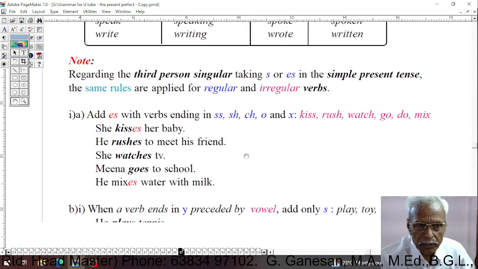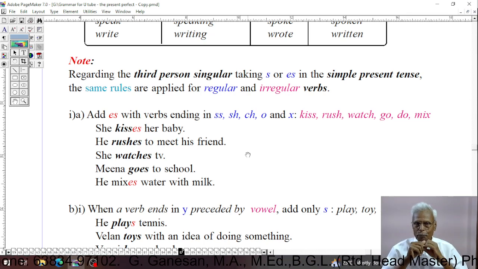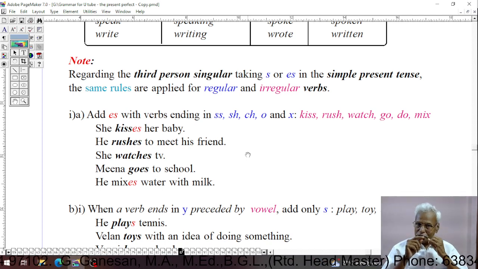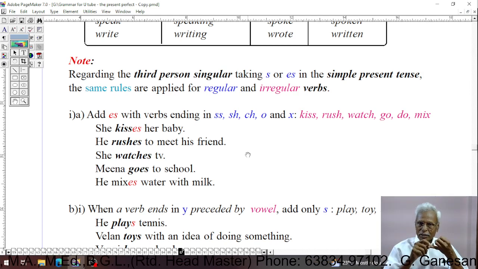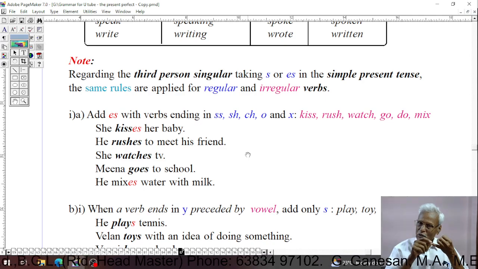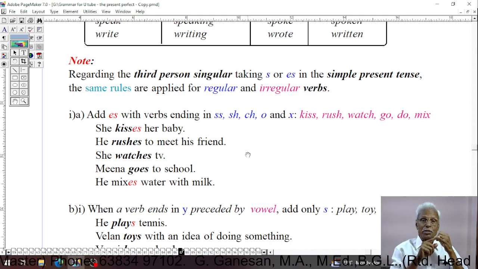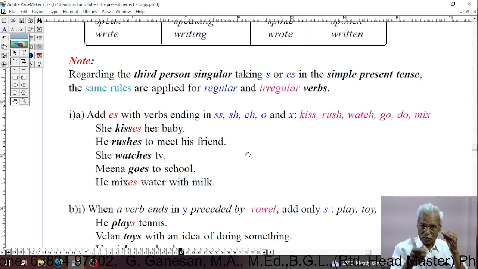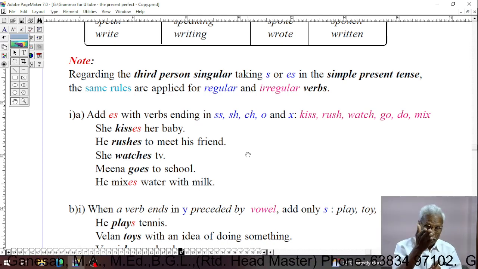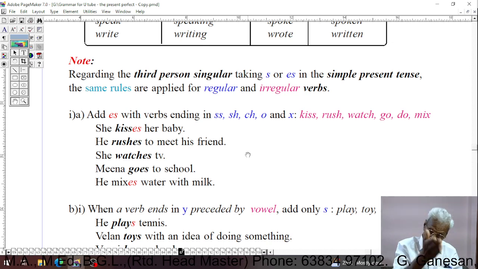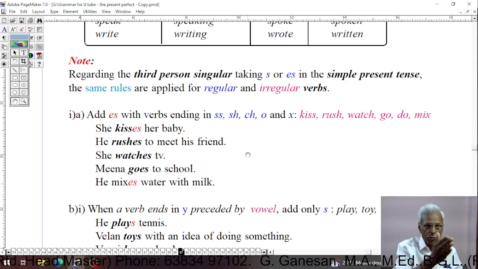Dear students, regarding the adding of s, we know that in English, when the tense is simple present tense, we have to add s with the present tense verb. That is, in simple present tense, when the subject is third person singular, he, she, it, s should be added with the verb. This is the English rule.